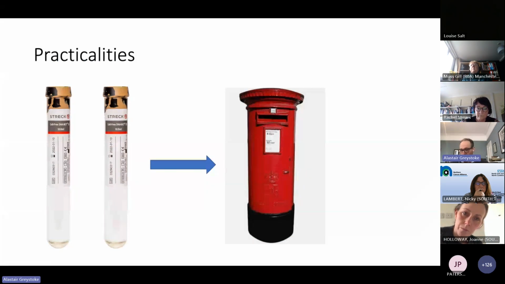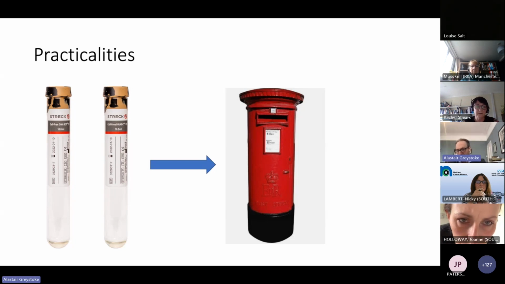So, practicals. How does it actually work? Well, basically what happens is you take 2 tubes of blood from the patient. You can see that these tubes look relatively similar to the vacutainer tubes in general. So you can just use your standard blood taking set, but they're not your standard tubes. These ones are Streck, and there are a couple of other companies out there.